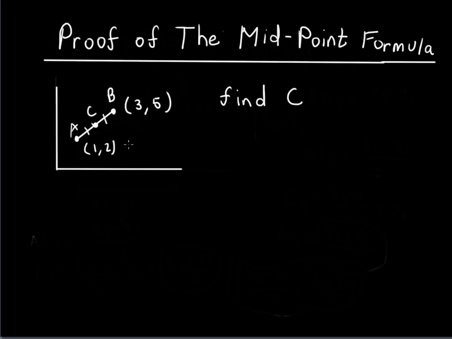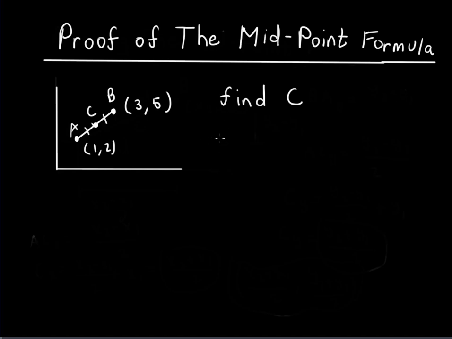The way we would solve this problem is we would try and use the formula to our advantage. We know three things. We know the 2 points are 1, 2 and 3, 5, and we also know that C is in between A and B, which basically tells us that this is a midpoint. So we can use the midpoint formula here.